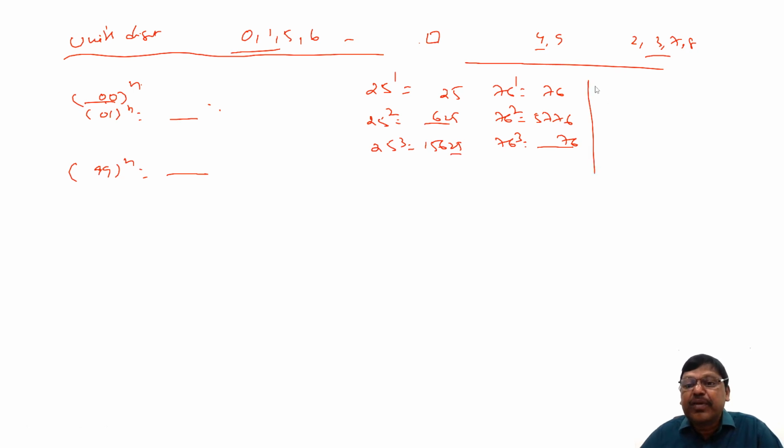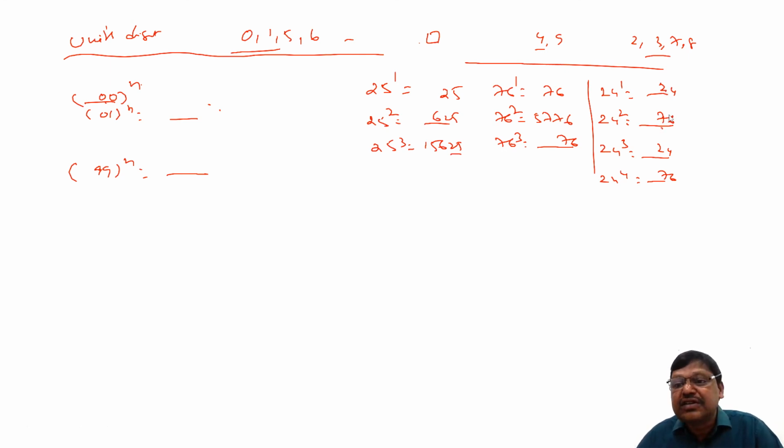Similarly, numbers like 24. 24 power 1 will end with 24, 24 square will end with 76, 24 cube will again end with 24. So 24 power 4 again will end with 76. So odd power gives 24, even power gives 76. There are two different answers possible.